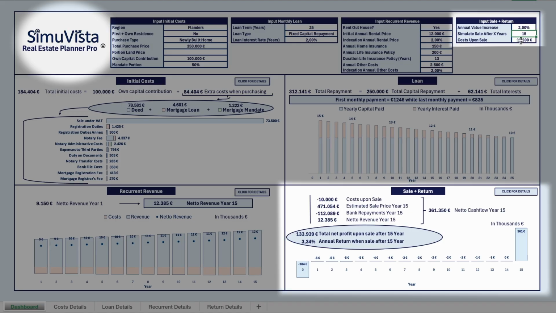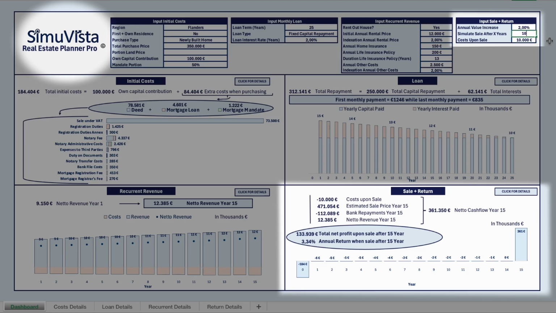You can also indicate, and you should indicate, the costs that are related to a sale, which can be agent fees or taxes, and I estimated them here at 10,000 euros. And once you set these values, the dashboard will automatically estimate the sale price, and it will subtract any remaining loan repayments, and it will show you your net cash flow in the year of sale. So in this case, after 15 years, it's 361,000 net cash flow in year 15.